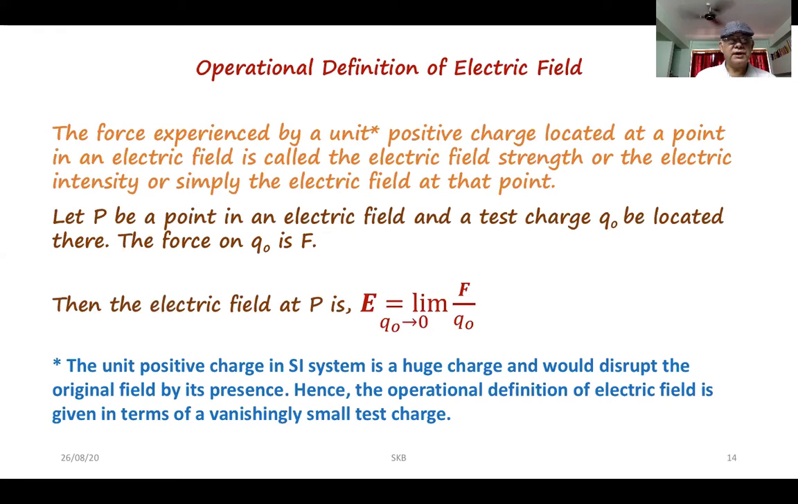Regarding the asterisk, the unit positive charge in the SI system is a huge charge and would disrupt the original field by its presence. Hence, the operational definition of electric field is given in terms of a vanishingly small test charge.